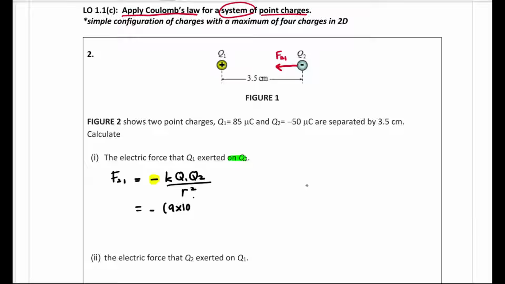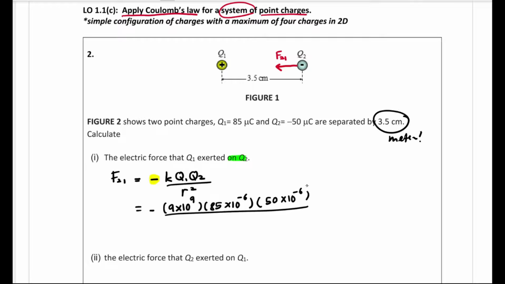K is 9 exponent 9. Q1 is given 85 microcoulomb and Q2 is negative 50. But in your calculation, jangan substitute negative sign sebab kita dah consider dah kita punya direction tadi, negative. Okay. And the distance between them in centimeter, make sure you tukar kepada meter. So 0.035 squared. Squared jangan tertinggal lah.